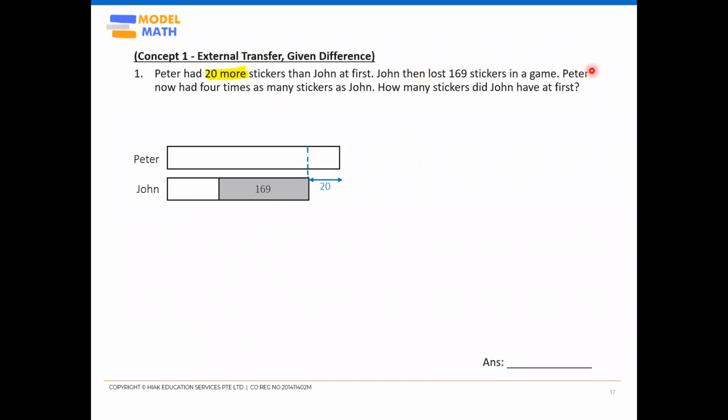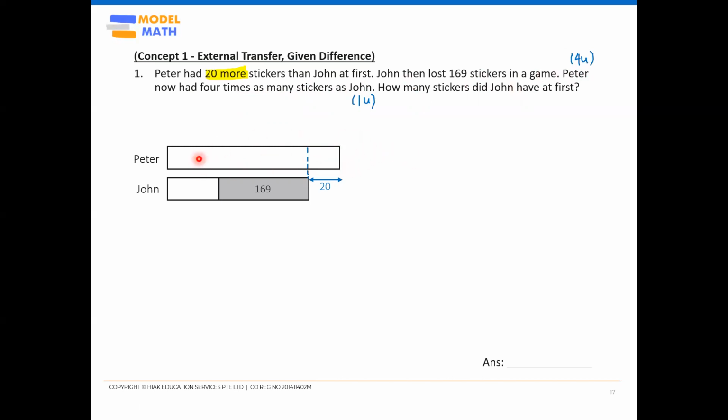Finally, now Peter has 4 times as much as John. So if Peter has 4 times as much as John, that means Peter should now have 4 units, and John has 1 unit. Peter is 4 times means 4U, John, of course, will be 1U. Now we need to identify where the new 4 units for Peter are. Luckily, Peter didn't lose anything, neither did he receive any more stickers.